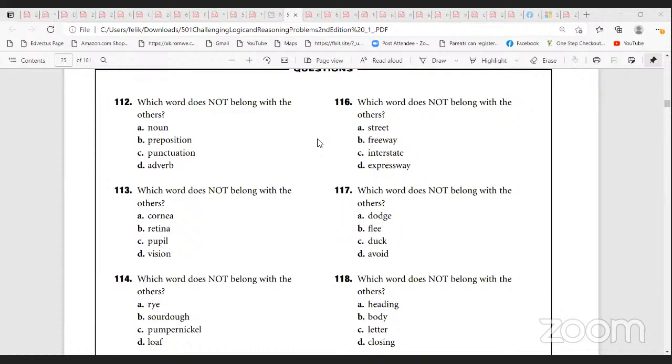Zaya, what is the answer for that one? Miss? 113. What is the answer for question 113? Vision? Awesome. Well done. Give yourself a tick. So the answer for 113 is vision. Every other part is part of the eye. Vision is not part of the eye. All right. Let's go with 114.